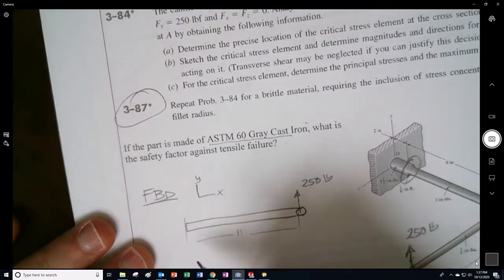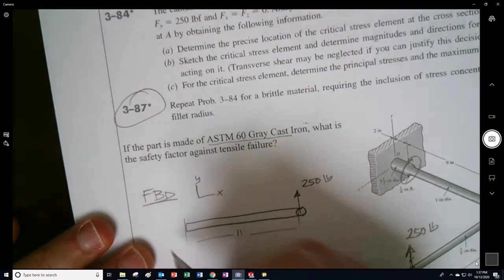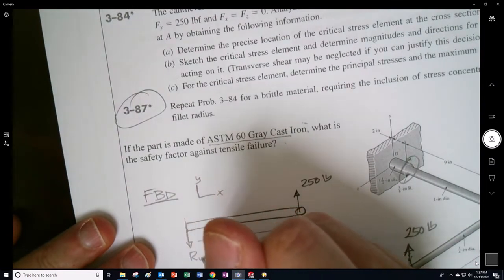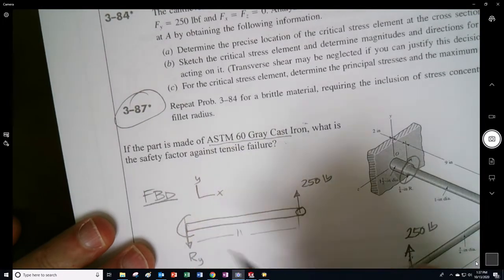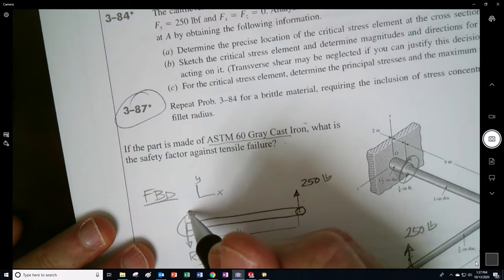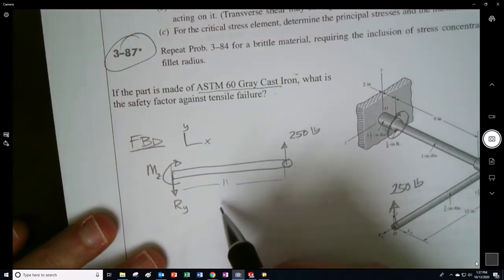Is that what I did in my notes? Yep. And so we're going to have a reaction that's coming downwards, Ry. Nothing in the x direction, so we don't even need to draw that in. And this goes counterclockwise, so the reaction on there is in that direction.